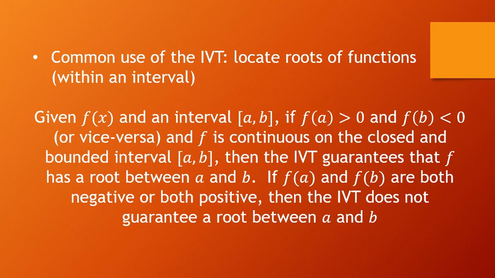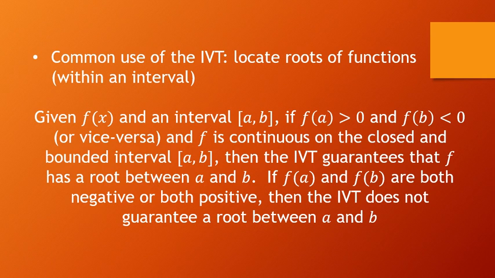You're given a function f of x, you're given some closed and bounded interval a comma b. If f of a is positive and f of b is negative, or vice versa, f of a could be negative and f of b could be positive, just as long as they're opposite signs, and if your function is continuous on the closed and bounded interval, then the IVT guarantees that your function f of x has a root between a and b. If f of a and f of b are the same sign, either both negative or both positive, then the IVT does not guarantee that there is a root between x equals a and x equals b.